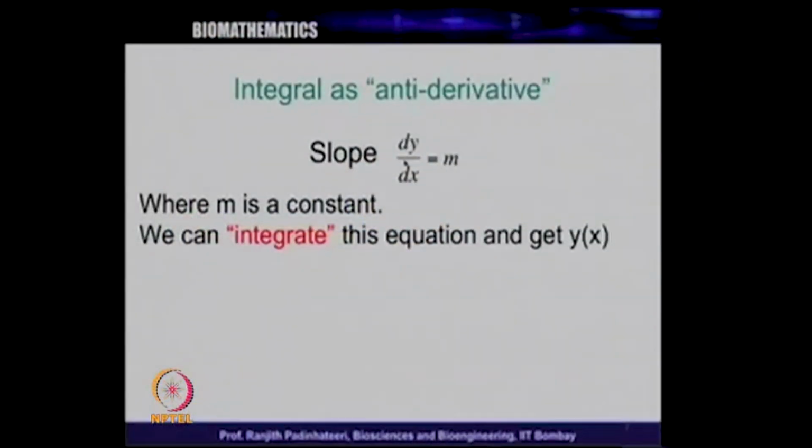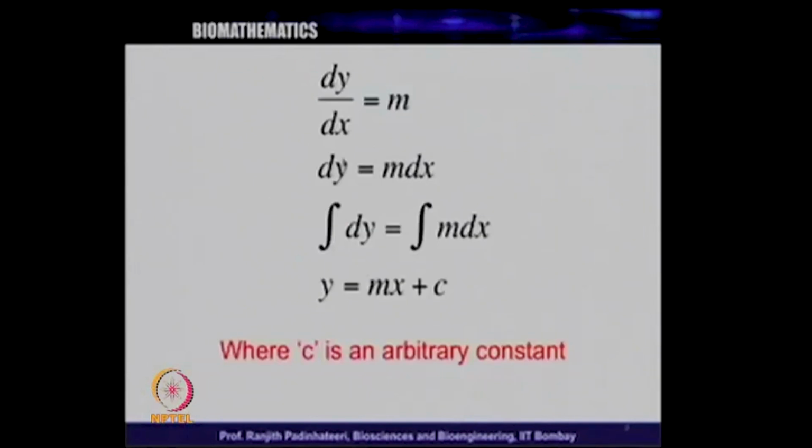So let us say we know the slope dy by dx is m, where m is a constant. So you have a function whose derivative is just a constant, a number. We can integrate this equation and get y. We know dy by dx, and we can integrate this equation and get y, and let us see how we do this. This slide shows how we do this.